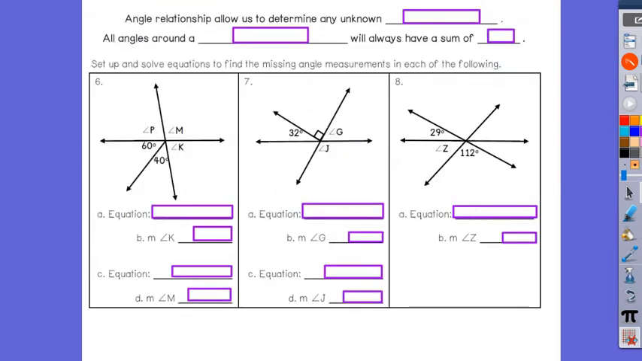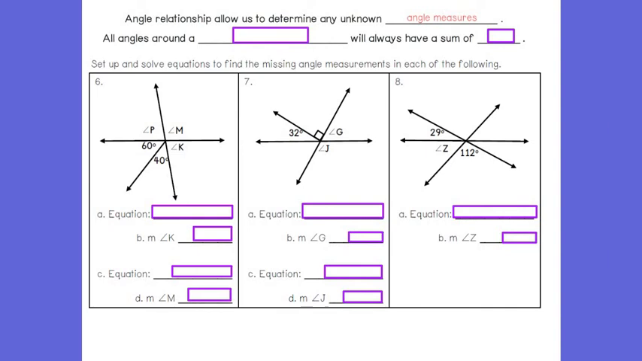Angle relationships allow us to determine any unknown angle measure. All angles around a point, or a vertex, where all these lines are meeting, make a certain amount of degrees. What kind of degrees is a circle? 360. So what is the sum of all these going to always be? 360 degrees.